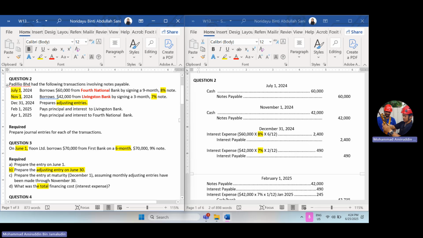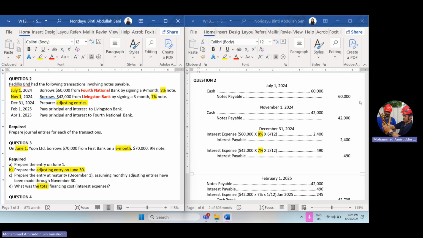So this is the adjusting entry. It involves computations of the interest. Have you paid? Not yet paid. We just recognize how much interest we need to pay on 31st December. Next, pay principal and interest to the bank on 1st February. And then we have to pay principal and interest to the National Bank on 1st April. Prepare journal entries.